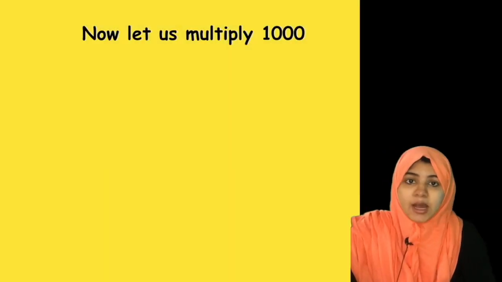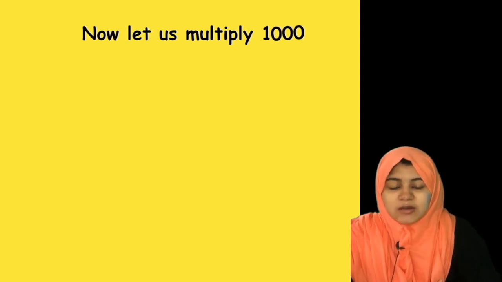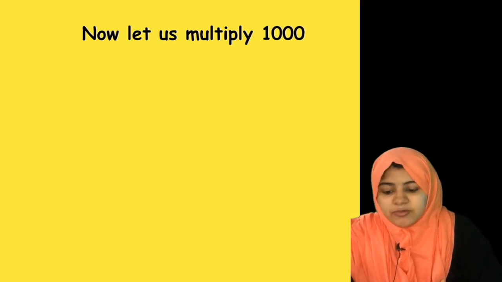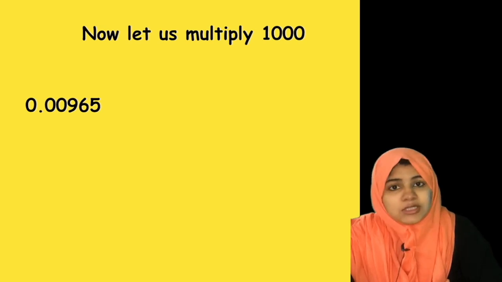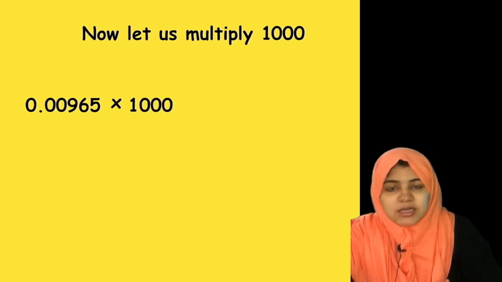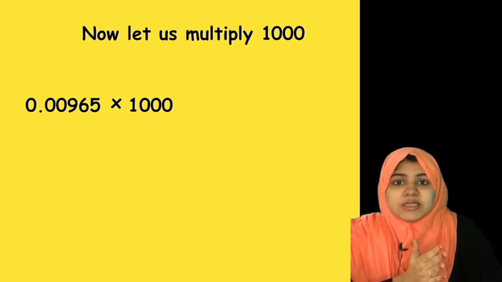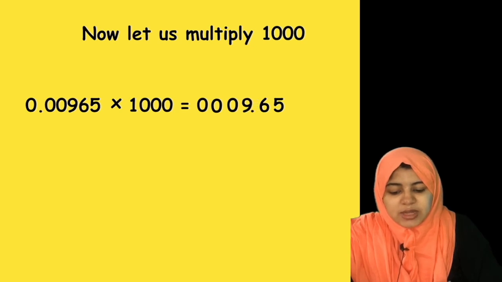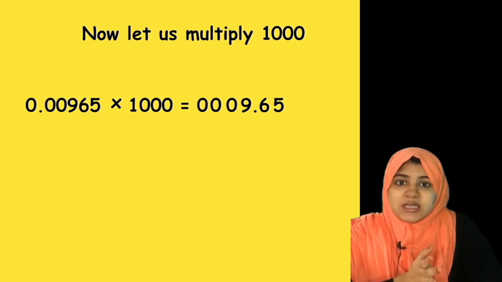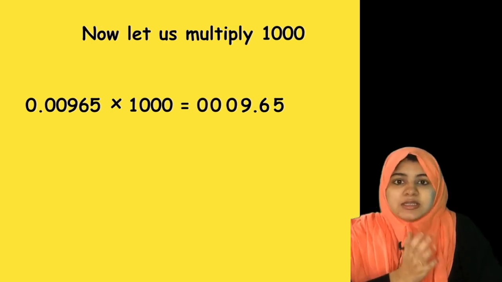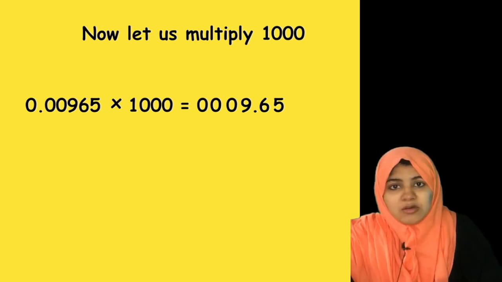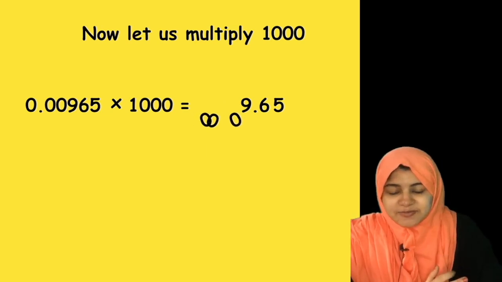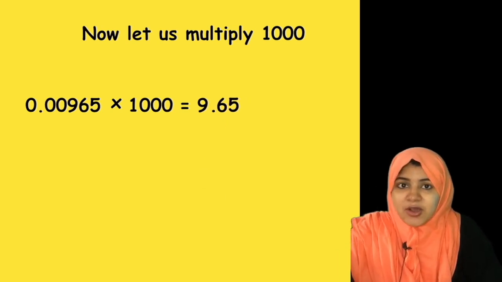Clear? Now let's multiply by 1000. In 1000 there are 3 zeros. So we have to multiply the number 0.00965 by 1000, which means we have to move the decimal point 3 places to the right. So see here, 1, 2 and 3. So the answer is 009.65, and we have these zeros which are just the placeholders which represent 0 tens, 0 hundreds and 0 thousands. So we can just remove them. Okay, so the answer is 9.65.